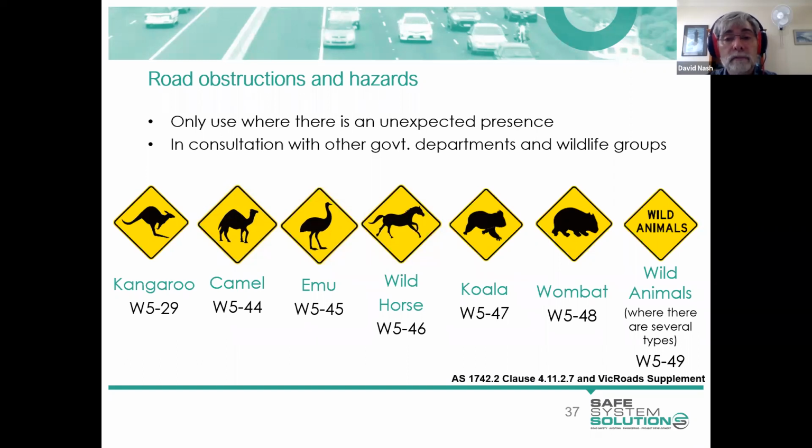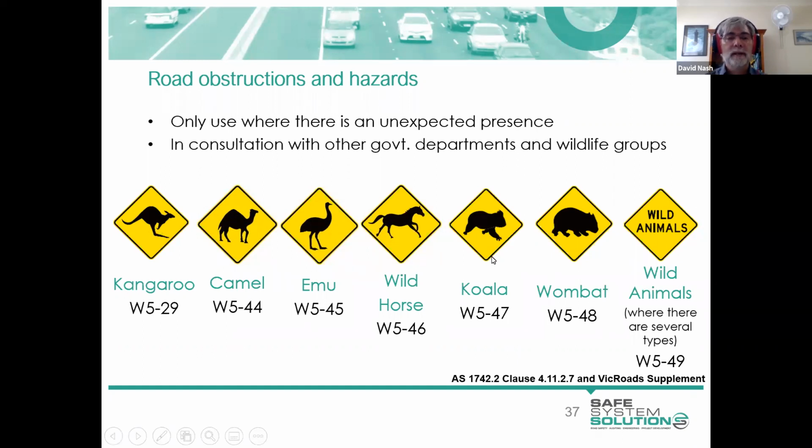There were many different forms of the koala sign, but the Australian standards eventually settled on that version, and the wombat sign. And if there are several types of wild animals, or wild animals that aren't one of those symbols, then you can just use the generic wild animals sign.